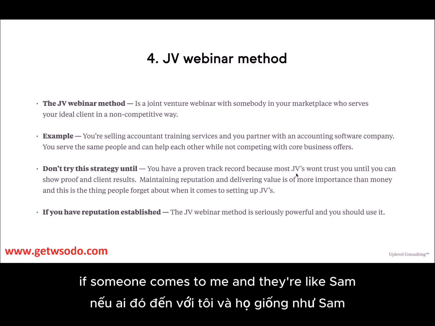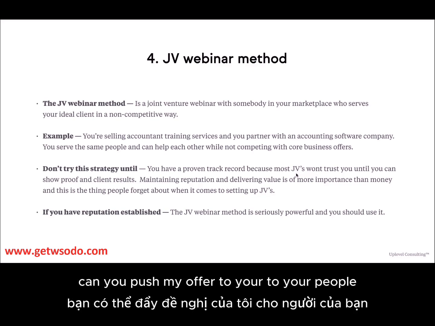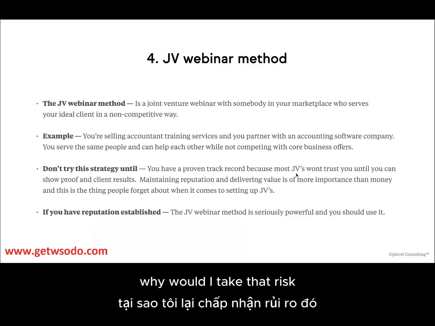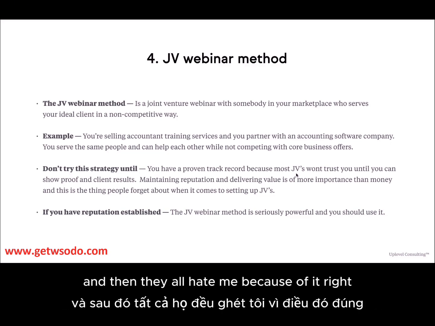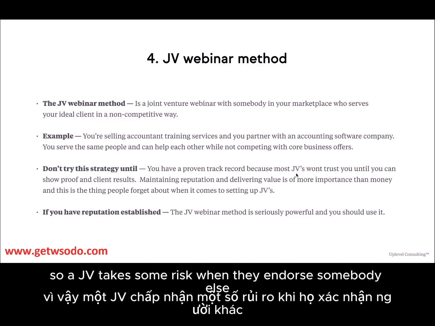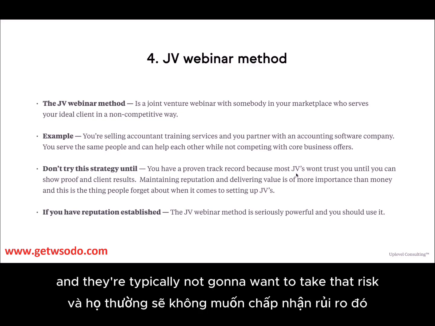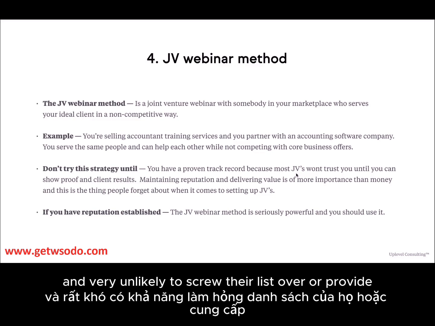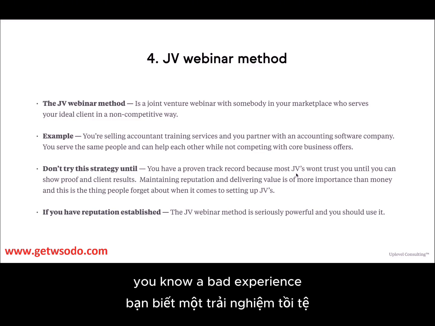For example, if someone comes to me and they're like, Sam, can you push my offer to your people? And they don't have a really good track record, I'd be like, no, why would I take that risk? What if you end up burning them all and then they all hate me because of it, right? So a JV takes some risk when they endorse somebody else. And they're typically not going to want to take that risk until they see you as pretty trustworthy and very unlikely to screw their list over or provide a bad experience.